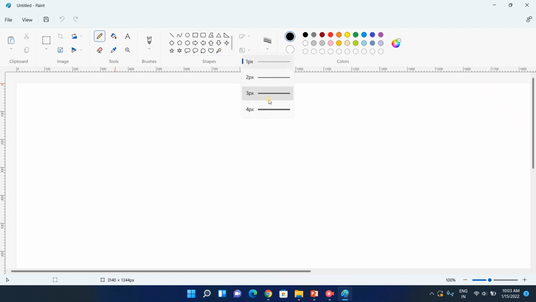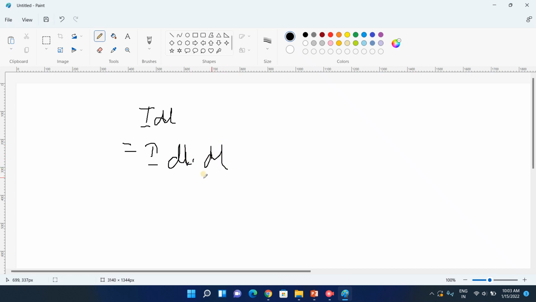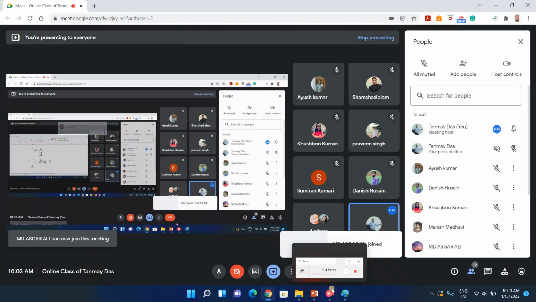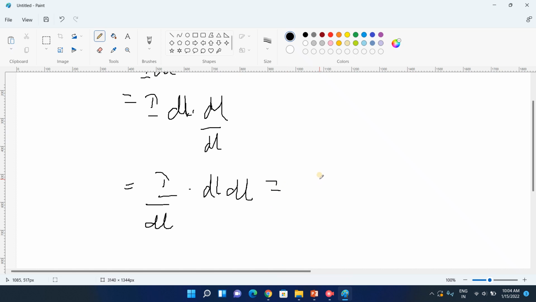Okay, so I can write I dl like this: I dl by dl into dl, or I by dl into dl. Now this I by dl into dl becomes dl square.